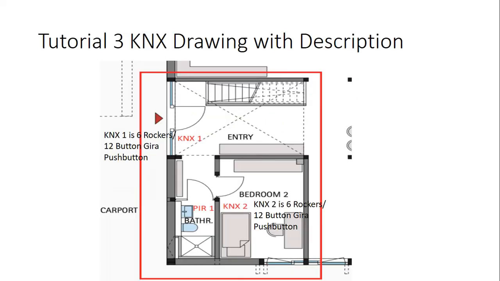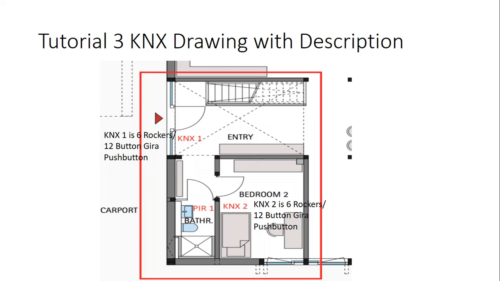Okay, so this is exactly the same drawing, but I've changed the switches. If you look here, KNX 1 is a 6 rocker / 12 button push button, and KNX 2 is also 6 rocker 12 button. The first 4 rockers of both switches, which are used for lighting and blind, will stay exactly the same, but the last 2 rockers of each switch, I'm going to use for the underfloor heating.